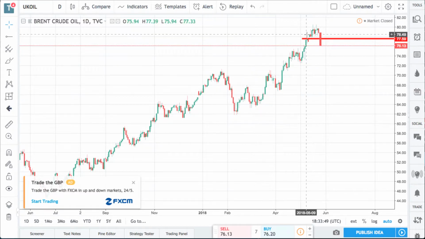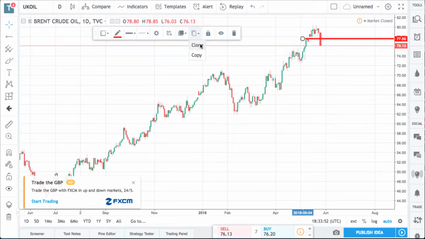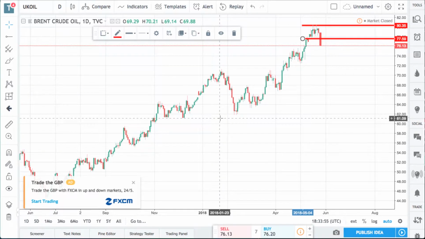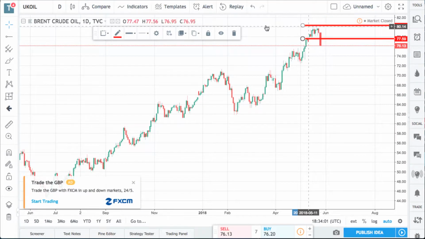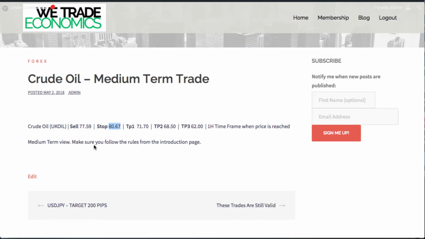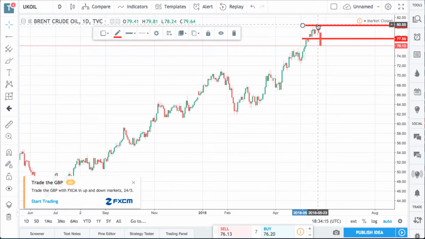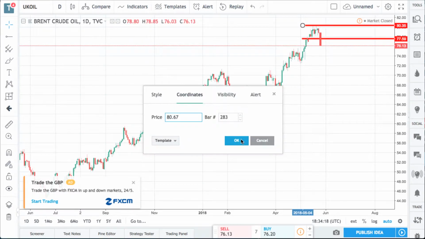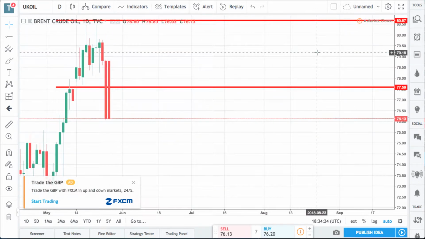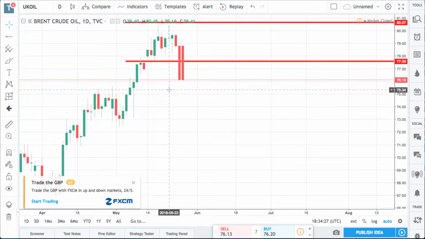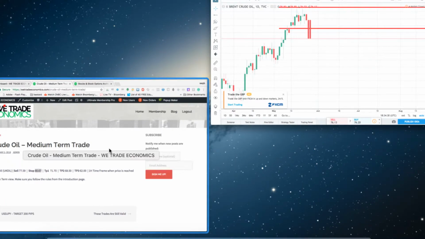Okay, and the sell position was 77.59, while the stop loss is 80.67. Right about there. What else can I say? The trade is pretty successful so far.